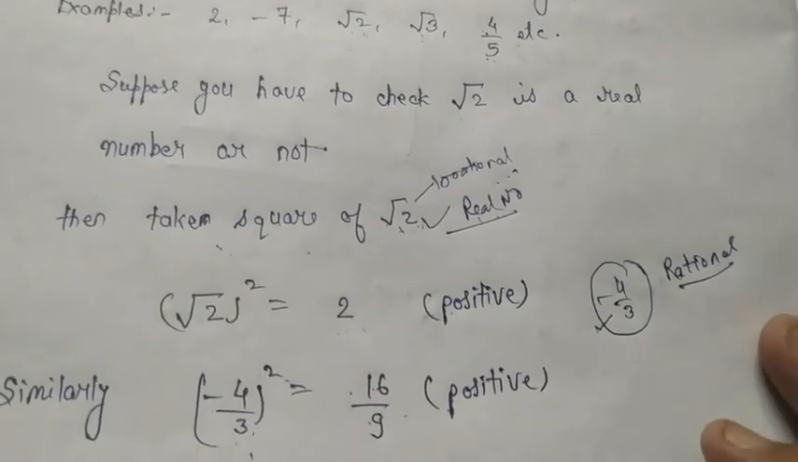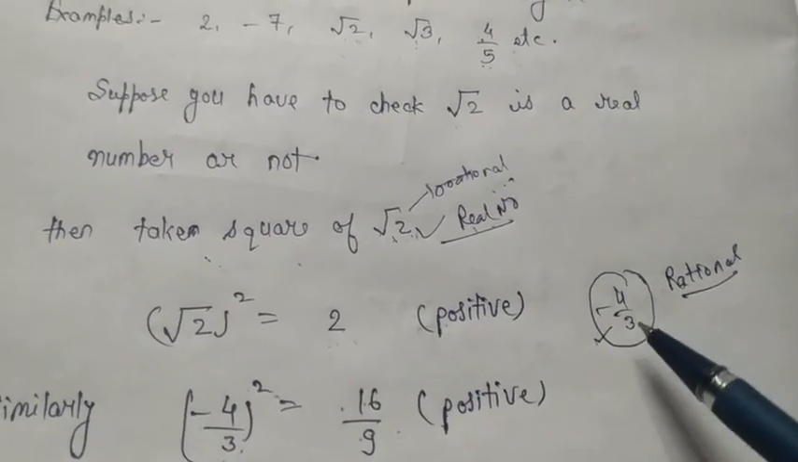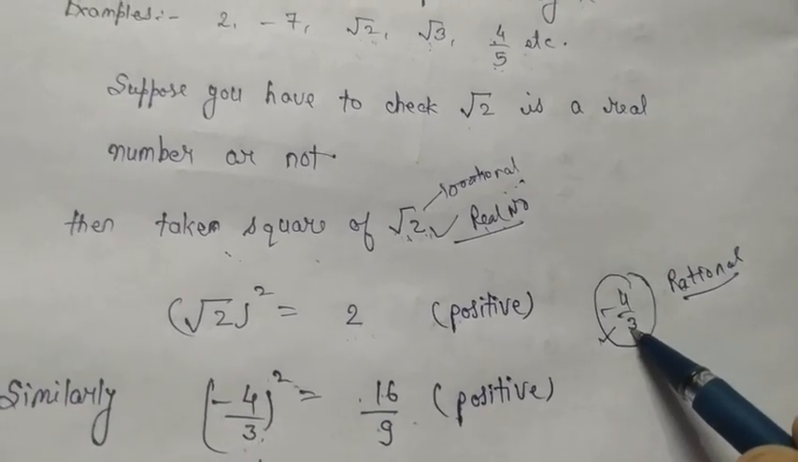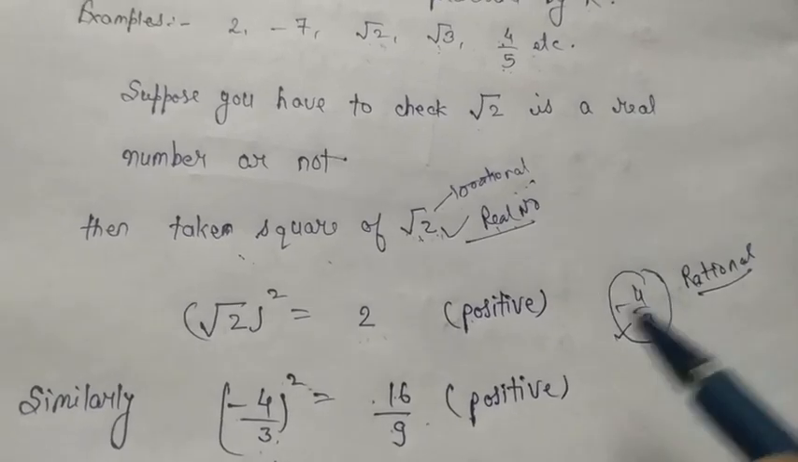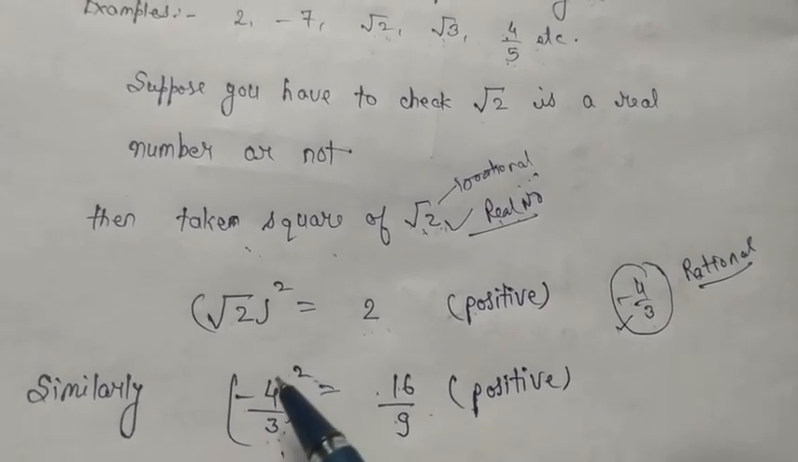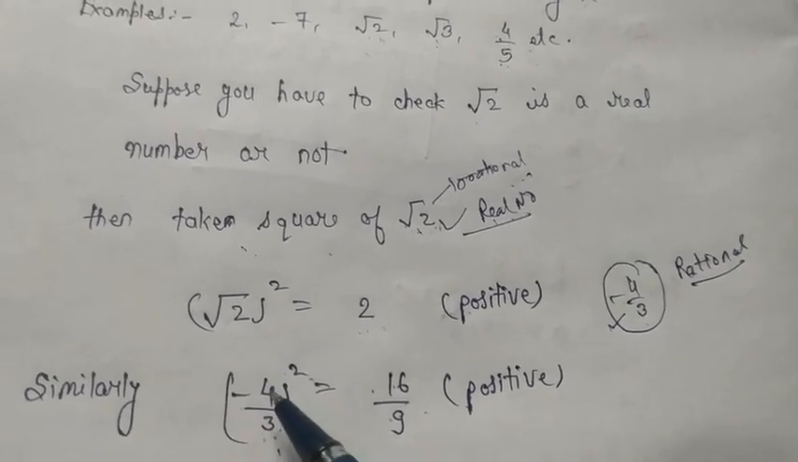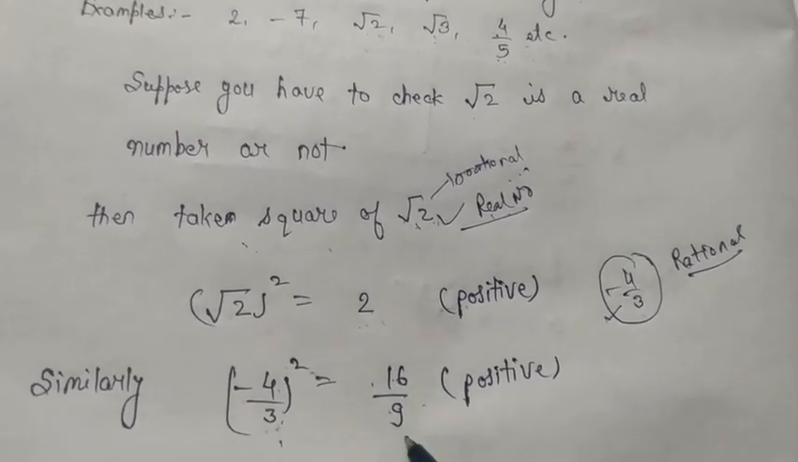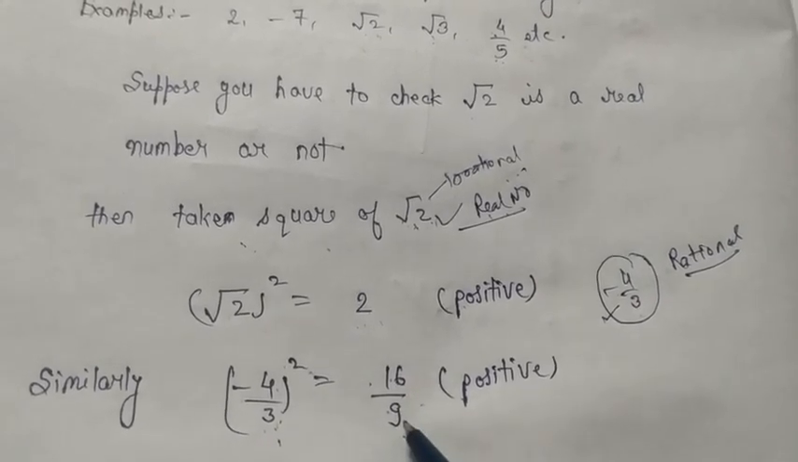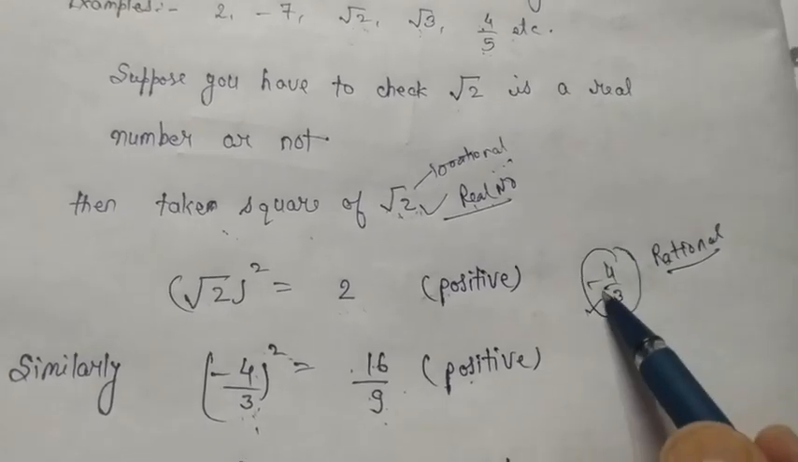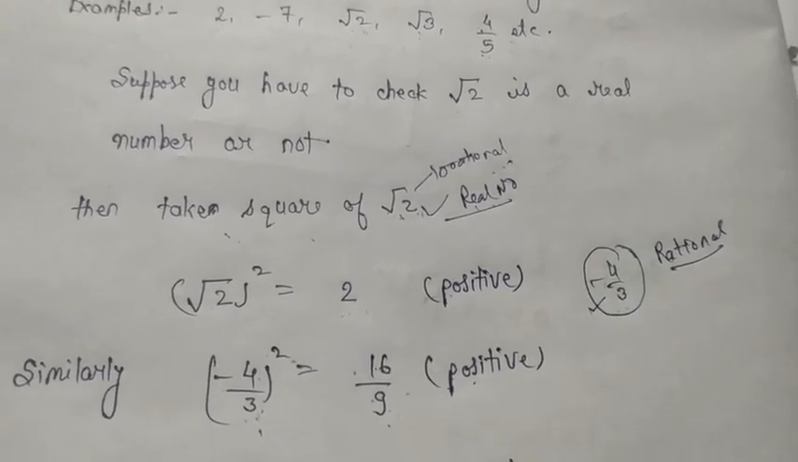One more example I can take. Suppose I have to check for minus 4 by 3 whether it is a real number or not. So what I will do, I will take the square of minus 4 by 3, and when you solve it, when you do the square of minus 4 by 3, you will get 16 by 9, and 16 by 9 is a positive number, hence we can say that minus 4 by 3 is a real number.